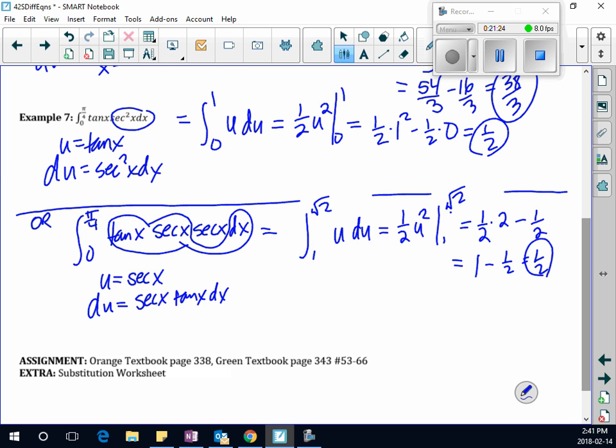I'm just showing you, again, a different way. This is probably not the way you would have thought of to do it. But if you ever get stuck, the trig ones are the hardest because sometimes you have to manipulate them different ways.